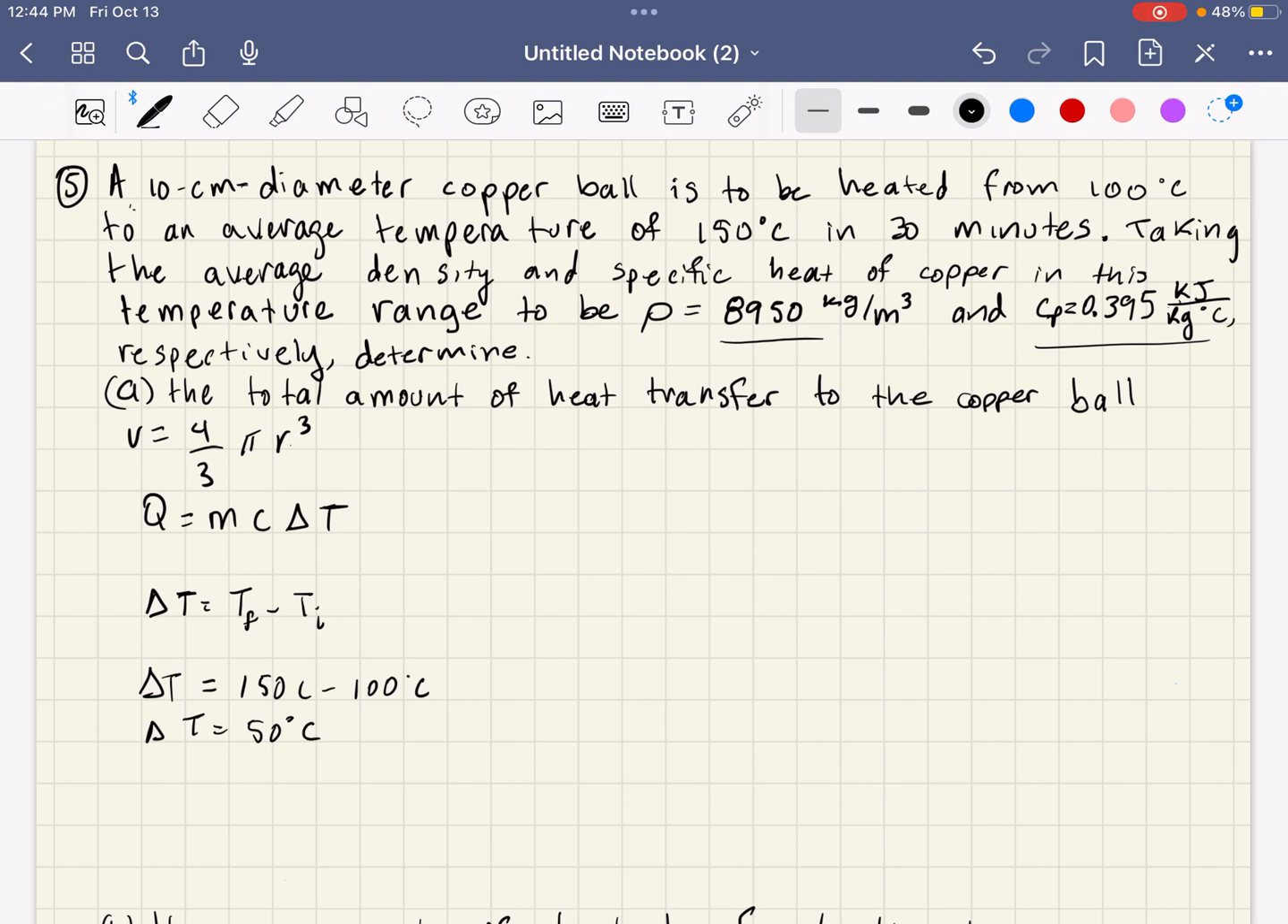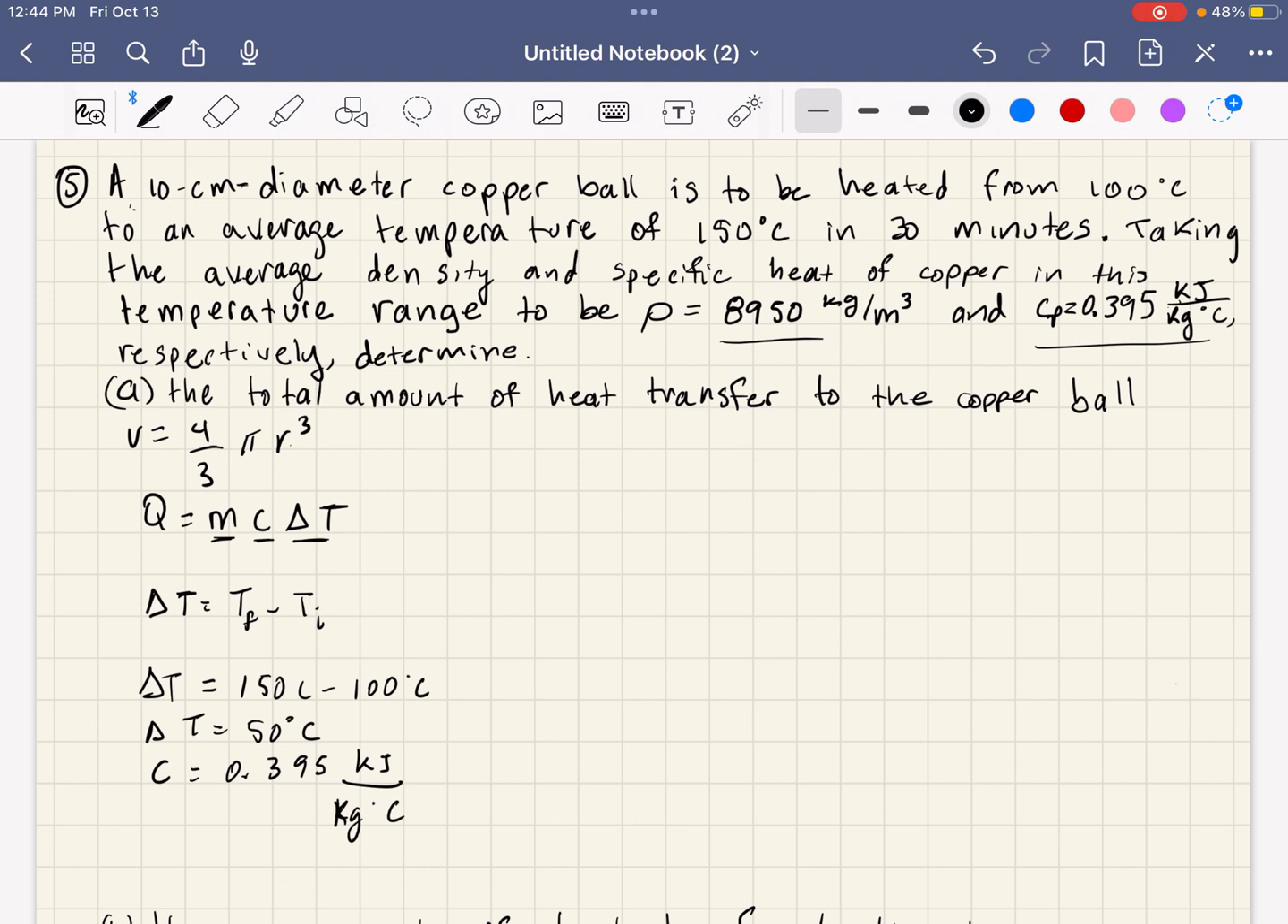Okay, and like I said, we have the specific heat, which in this case is just 0.395 kilojoules divided by kilograms times degrees Celsius. And we can go ahead and just plug in these values for the difference in temperature and the specific heat. The only thing that we are missing is just the mass. So how do we find the mass?